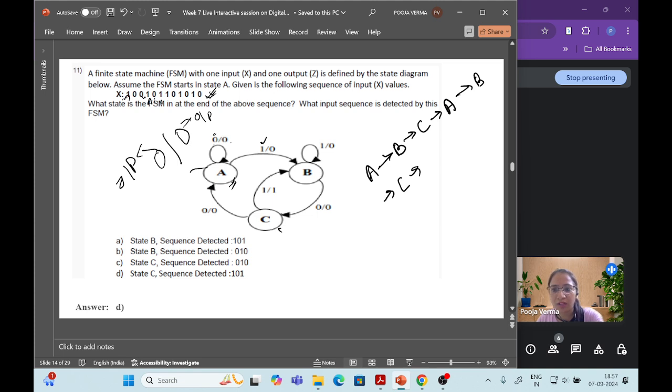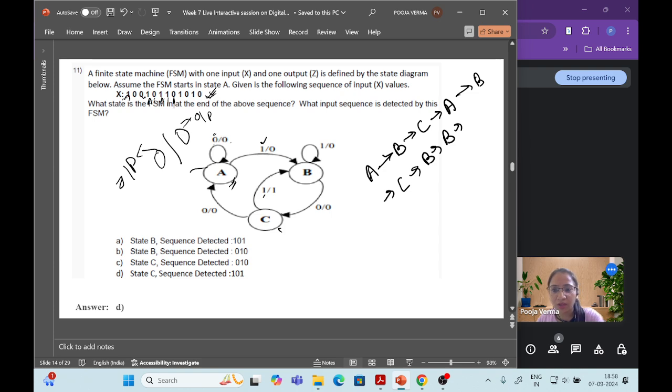Now next is 1, right? So when it is 1, and we have reached C, then it is changing to B. When the input is 1, then it will change to B. Now again, when the input is 1, it will remain in the same state, right? At B. When the input is 1, it will remain in the same state.